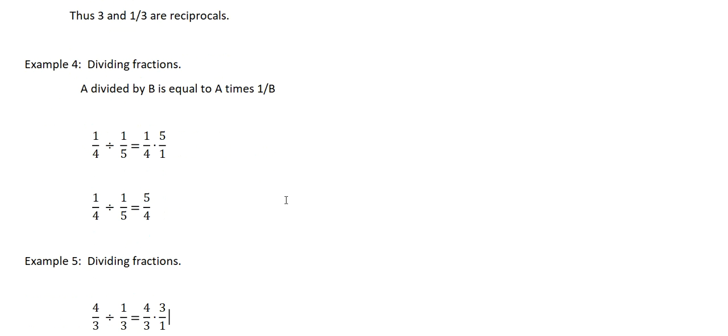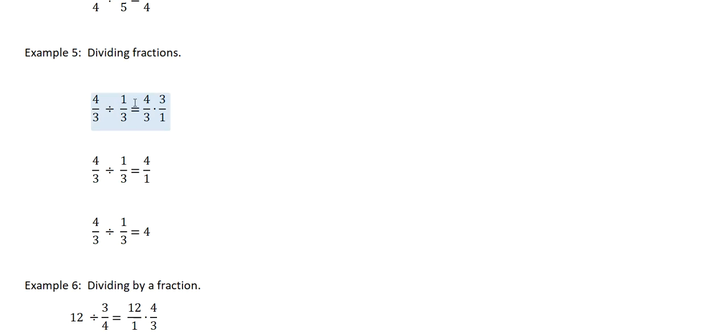Okay, dividing fractions. We've already multiplied by fractions. Well, how do we divide by them? So here we go. We have 1 over 4 divided by 1 over 5. And what we do here is we replace the fraction 1 over 5 with its reciprocal, and at the same time we replace the division with a multiplication. So this 1 over 4 divided by 1 over 5 is equal to 1 over 4 times 5 over 1. Wow. That's 1 times 5 is 5, 4 times 1 is 4, so the answer is 5/4.